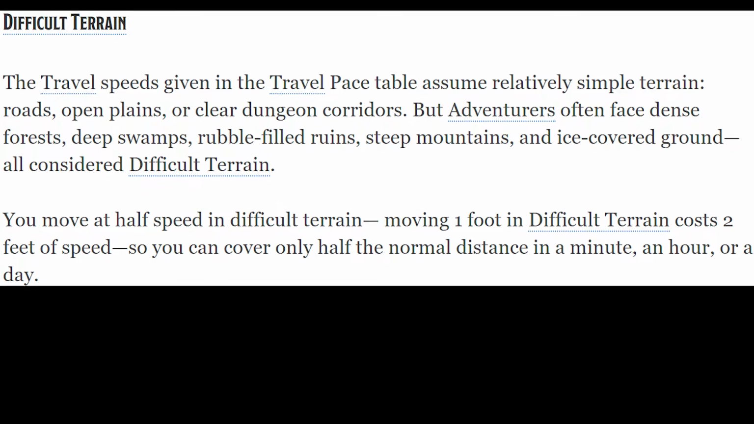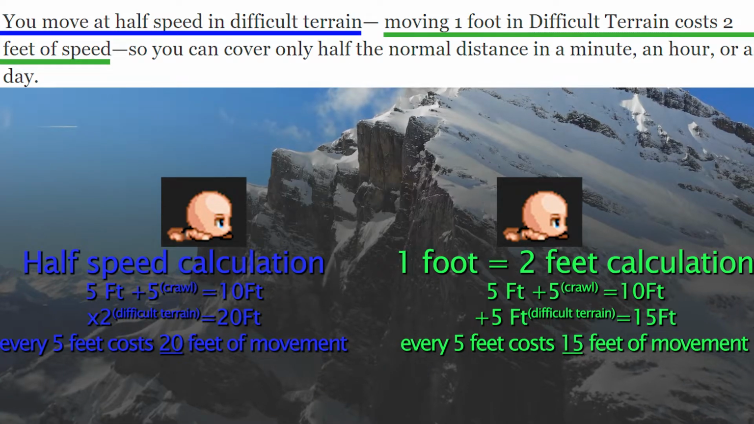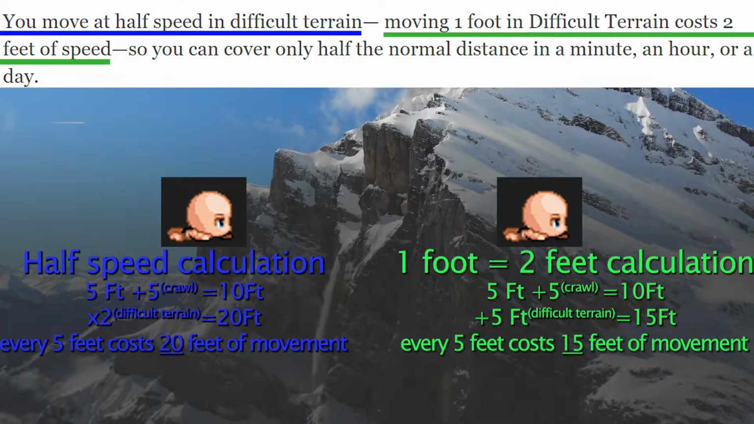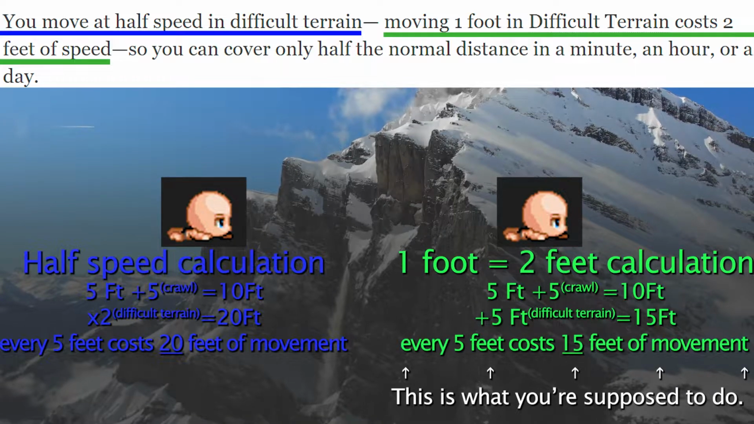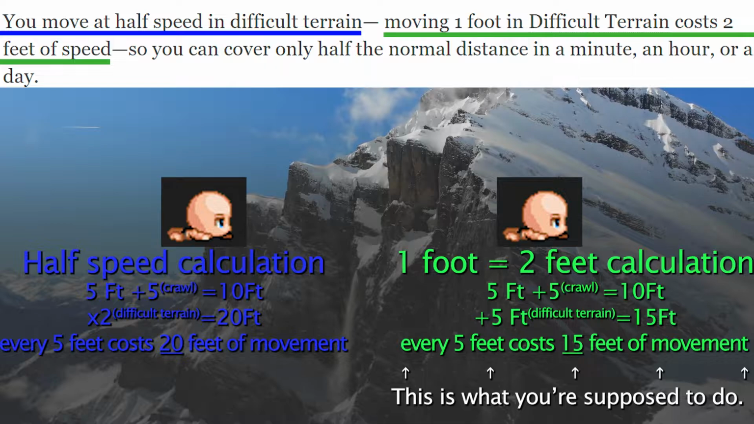Some people mess this up and they say it costs double the amount of movement. I think that comes from here. But the reason this is an important distinction is because if you are hypothetically crawling over this rocky surface that's difficult terrain, each foot of movement will take an extra foot from difficult terrain and an extra foot from crawling, so that would be 3 feet of movement. So if you were to go 5 feet, it would be 15 feet of movement.